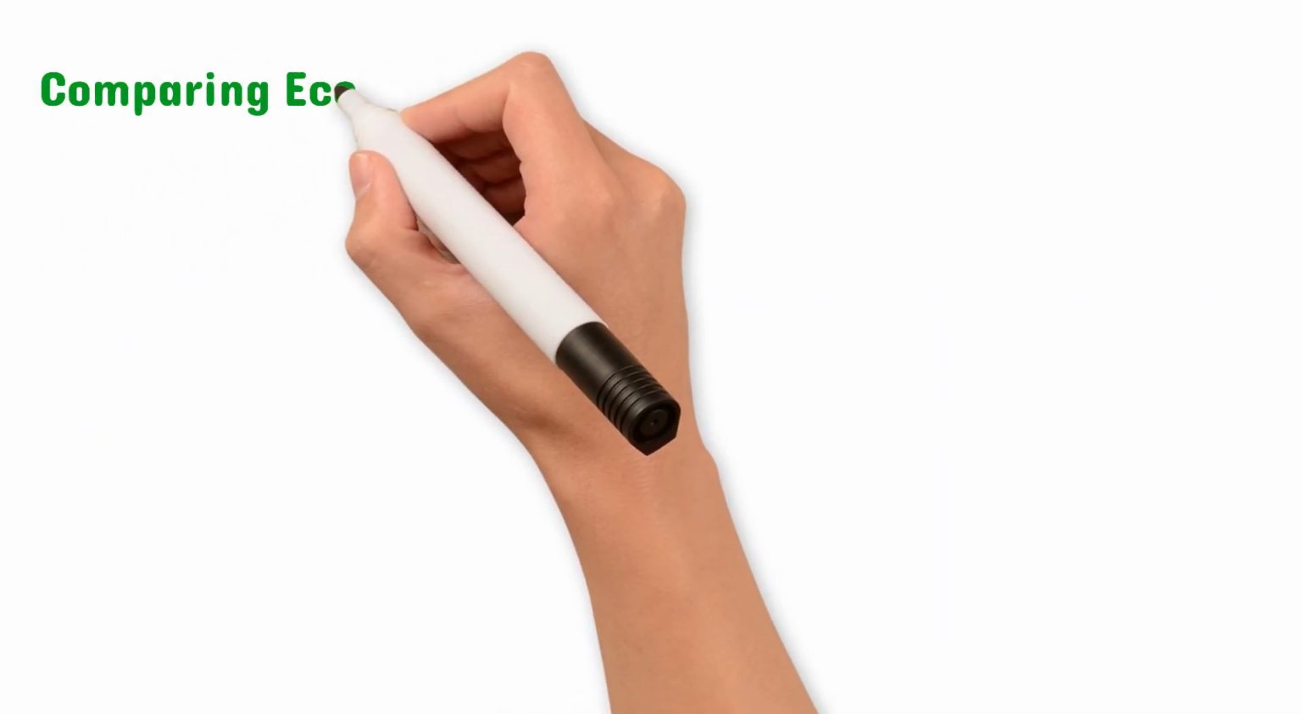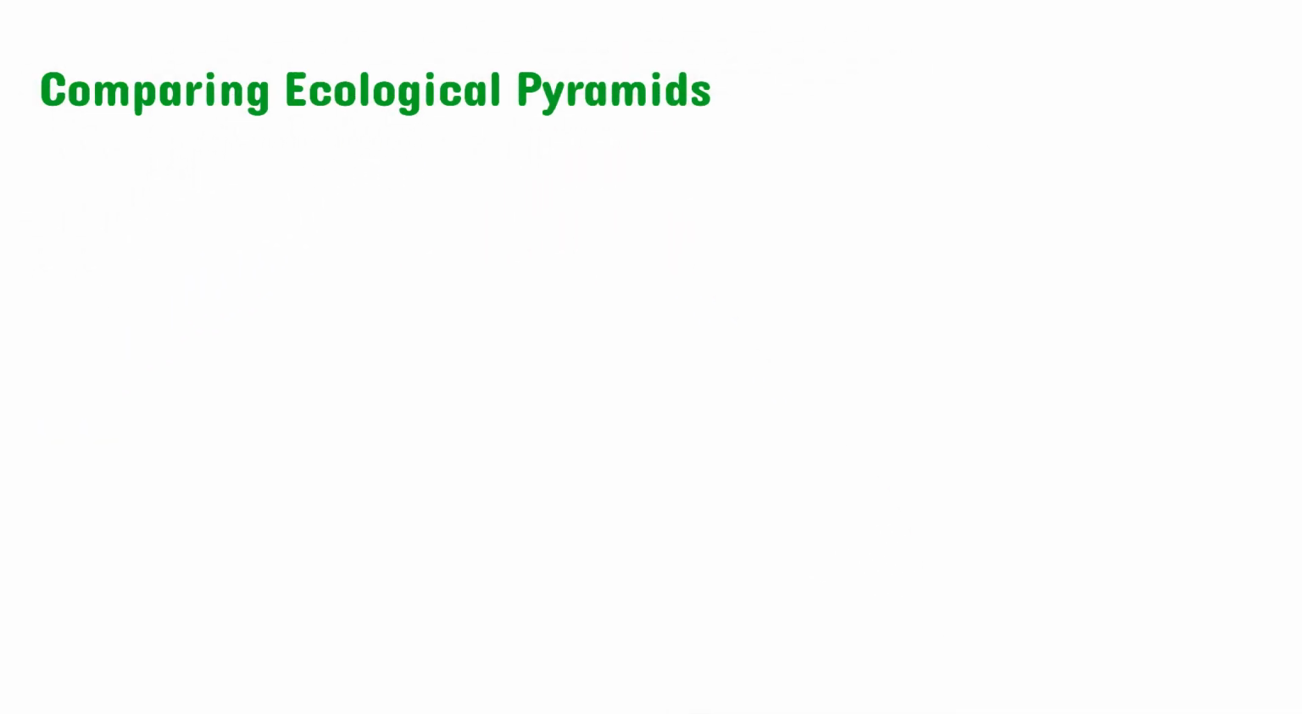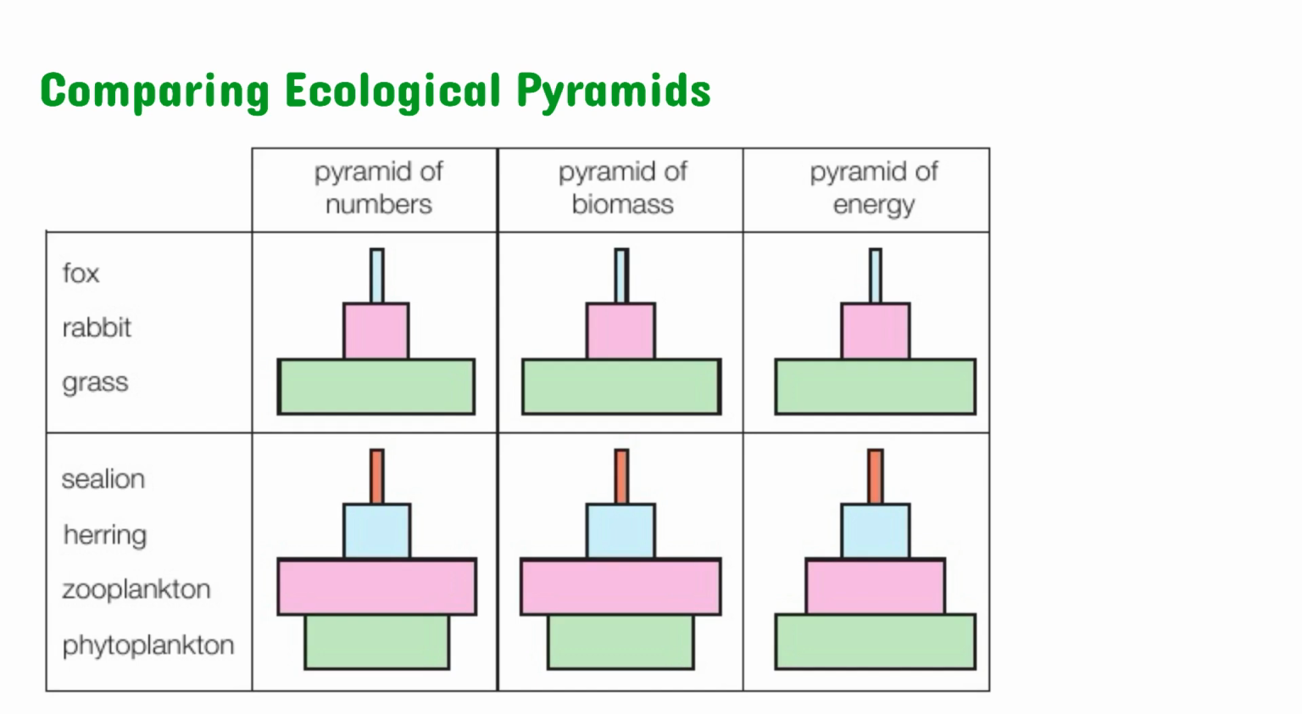Here we have a diagram comparing the different ecological pyramids. As you can see, if we have a simple ecosystem, all pyramids work just fine, but as the ecosystem gets more complex, the pyramid of energy is the most accurate.